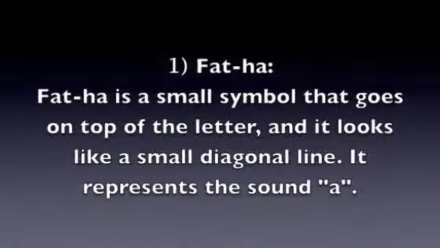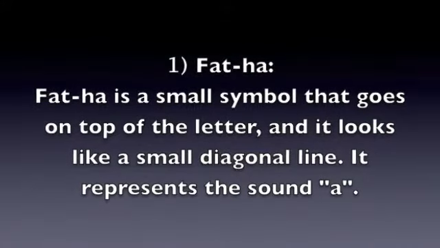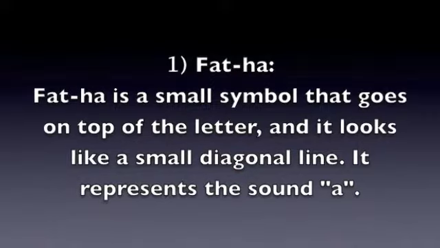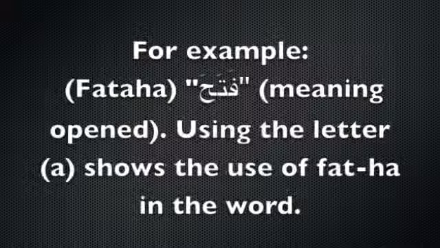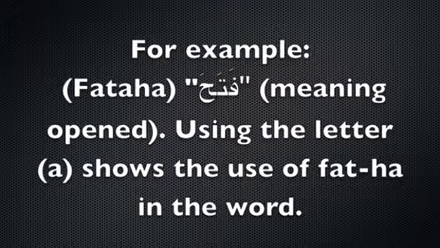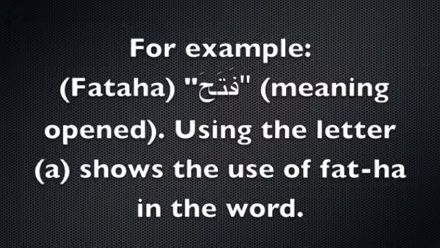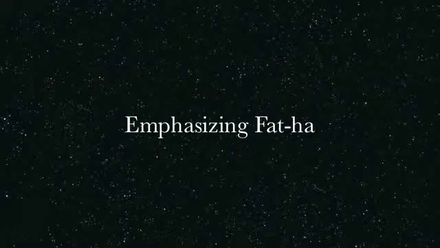Number 1. Fatha. Fatha is a small symbol that goes on top of the letter and it looks like a small diagonal line. It represents the sound a. This is how fatha looks like. For example, fataha, meaning opened. Using the letter a shows the use of fatha in the word. Emphasizing fatha.